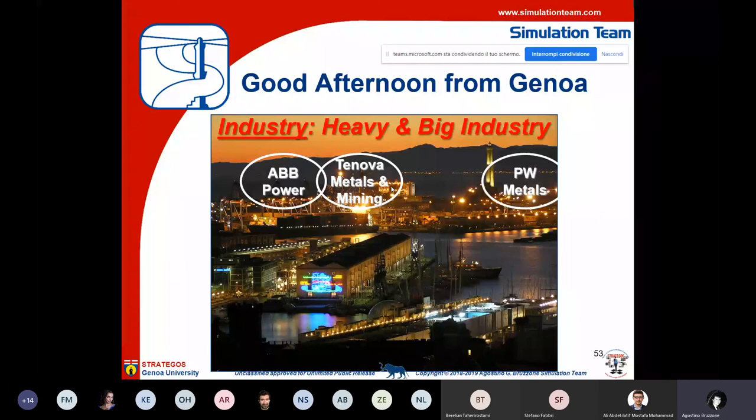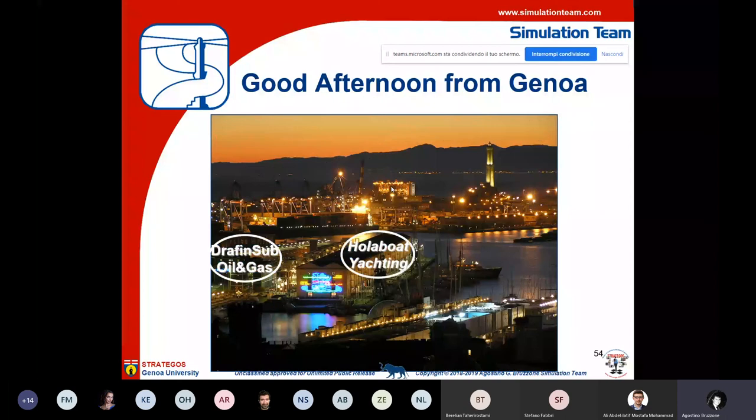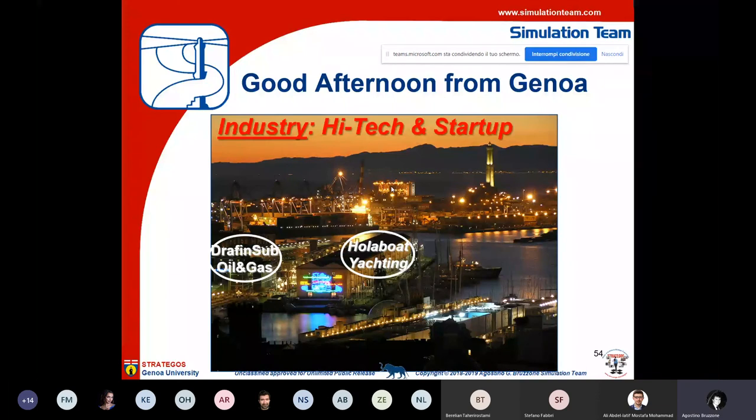In any case, you have companies specialized in blast furnaces and hot metal, Tenova that deals with metal mining and even port activities, and ABB Power and ABB Industry, one of the best companies in the world in the sector of automation. If we look down, we have All About Yachting, a company that provides support to yachts. On the other side, we have Drafting Sub Oil and Gas, which deals with scuba and underwater services, with both scuba divers and structures with a kind of carapace, that can go underwater to operate at very high depth on offshore oil platforms.